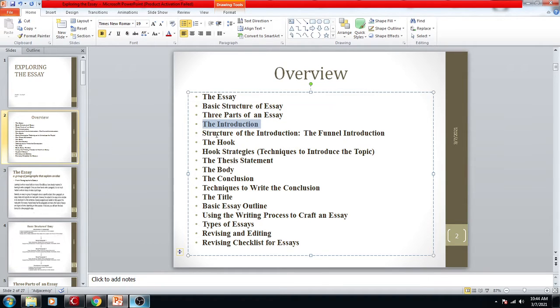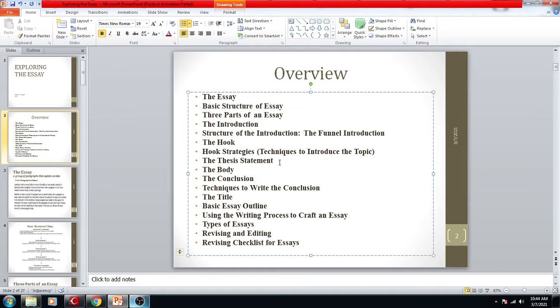And when we look at the introduction, we're going to look at the funnel type of introduction, the most common. Here we look at the hook, and we're going to look at some types of hooks, hook strategies. In other words, techniques to introduce the topic. And then the thesis statement towards the end of your introduction or introductory paragraph. And then we're going to move on to part 2, the body, the development, and finally the conclusion.